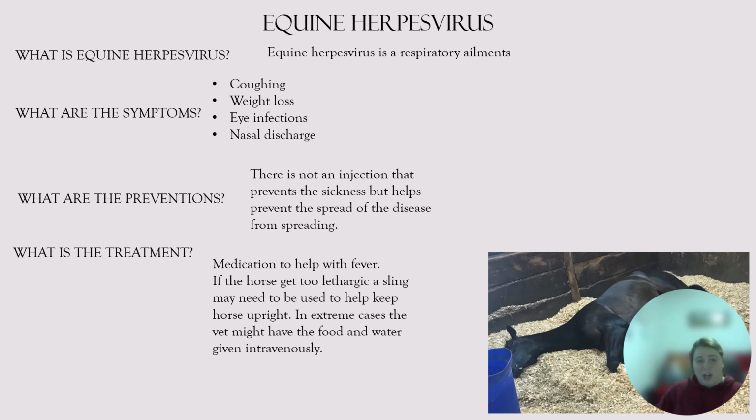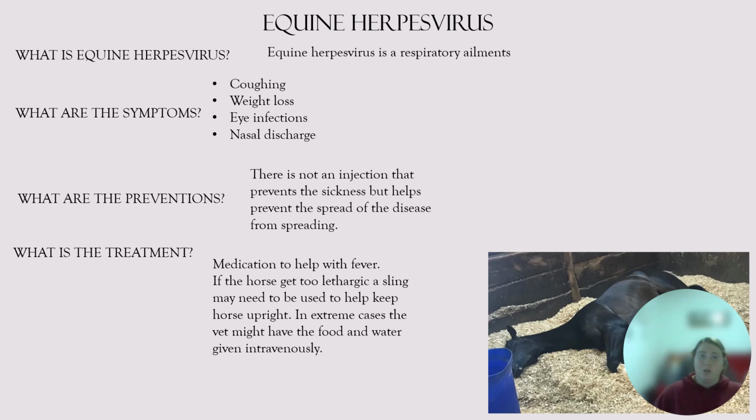There's not really an injection that we can give the horse to prevent the disease, but we can help prevent the spread of the disease. Once the horse has it, there's nothing we can do besides let it run its course. But we can isolate the horse again, clean all the things that it touched, and do the quarantine type things. The treatment for it is medication to help the fever, so an anti-inflammatory.